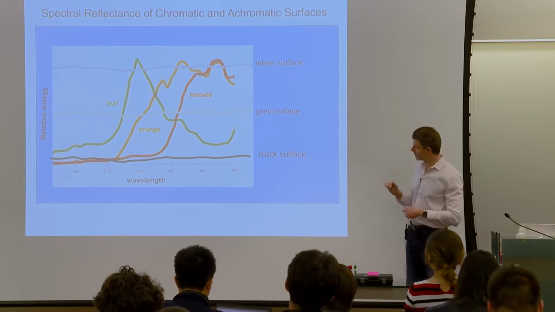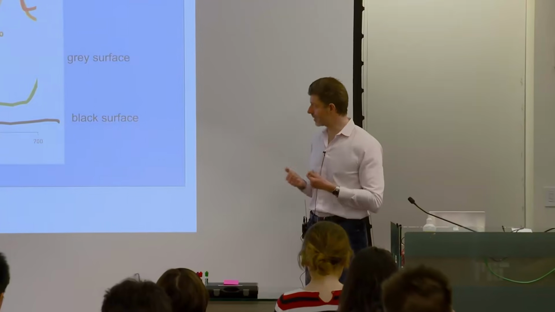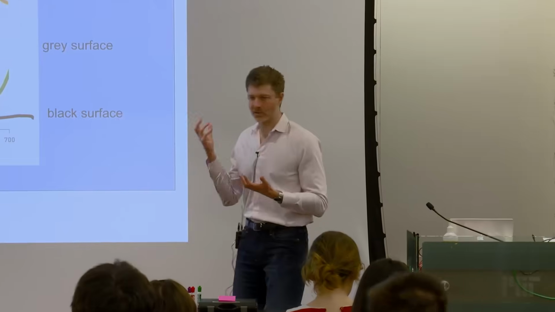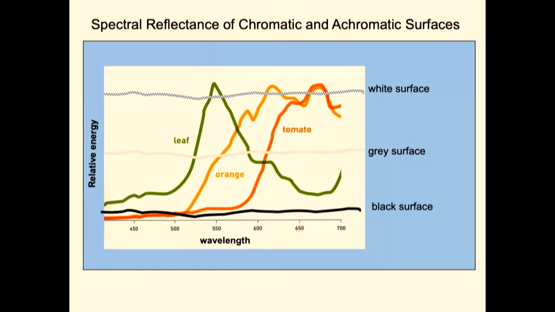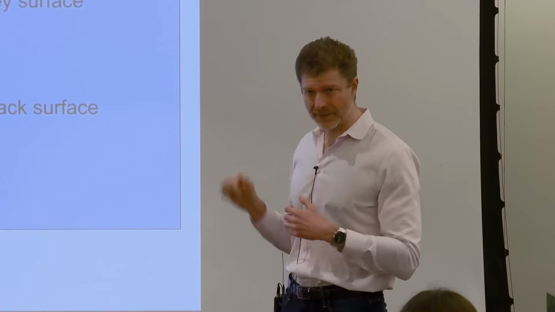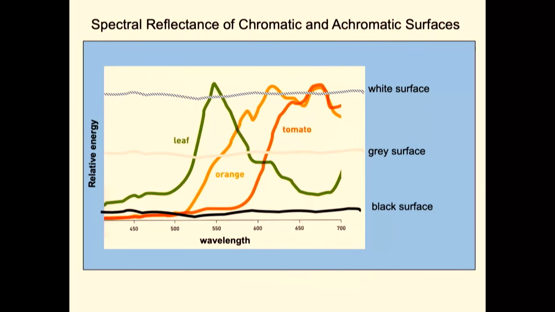But the colored objects, the leaf and the orange and the tomato, reflect some wavelengths a lot more than others. So some wavelengths get absorbed and others get reflected. The tomato, which is red, is predominantly reflecting long wavelengths of light, absorbing everything below about 600 nanometers. The orange is again predominantly reflecting long wavelengths of light, but a little bit bigger range than the red thing. And the leaf, which is green, is predominantly reflecting the middle wavelengths of light. So this all seems pretty consistent with the elementary school theory of color.